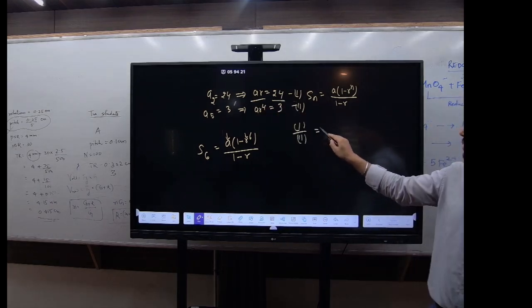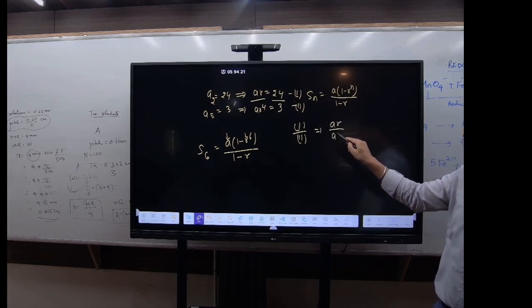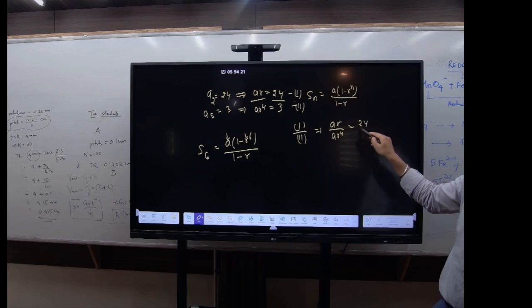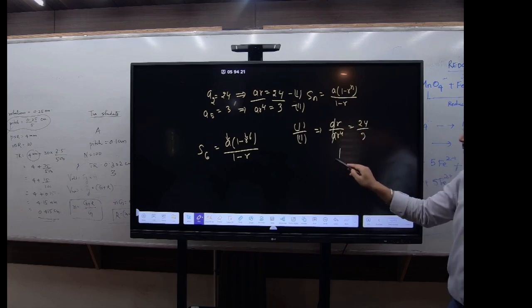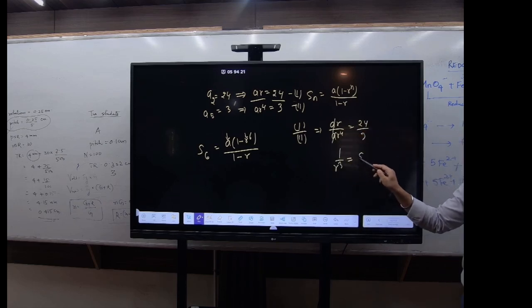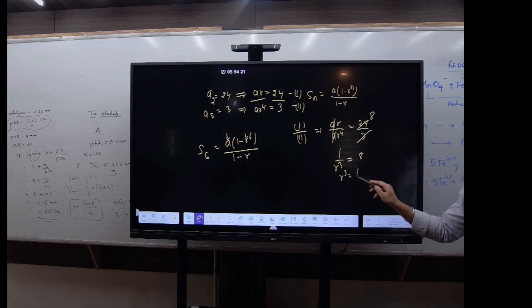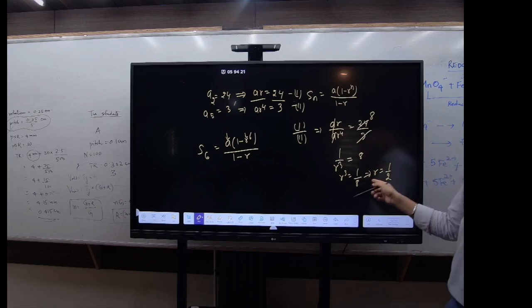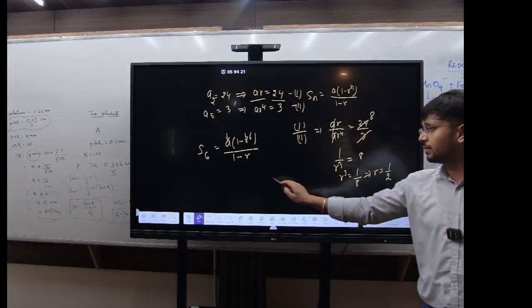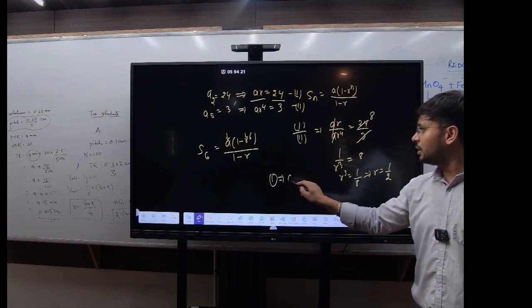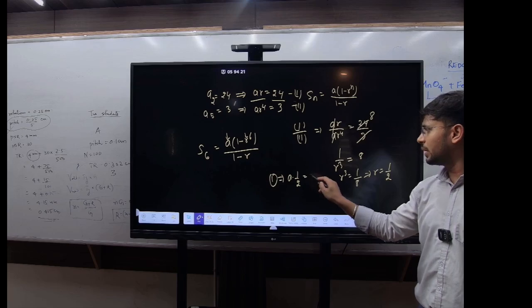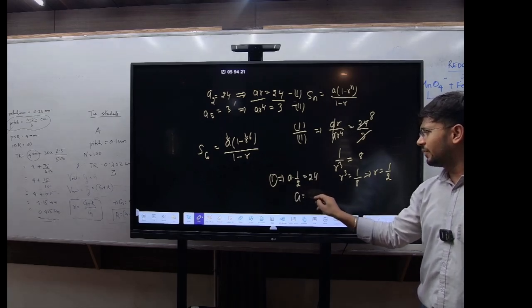If you divide 1 by 2, this will be AR divided by AR4, and that will be equal to 24 by 3. A gets cancelled, so 1 by R cube equals 8, so R cube will be equal to 1 by 8. So what is R? R is 1 by 2. Can I say I got R? Now you have to find A. Put the R value in any one of the equations. Let's say from equation number 1, A into 1 by 2 will be equal to 24. So what is A? A will be 48.